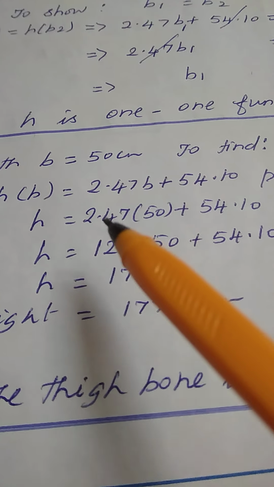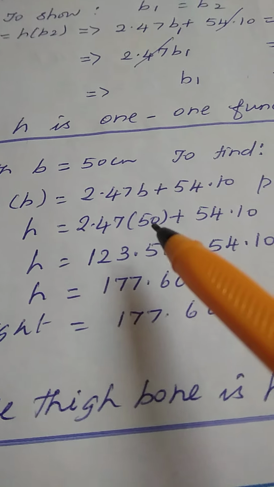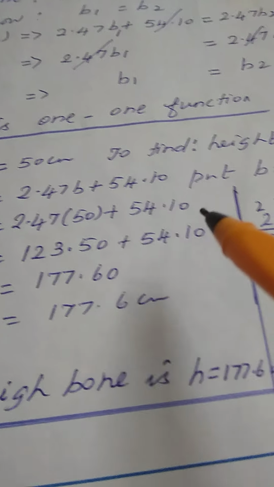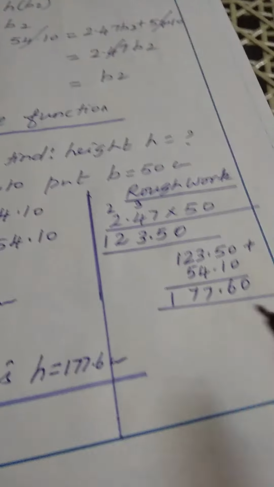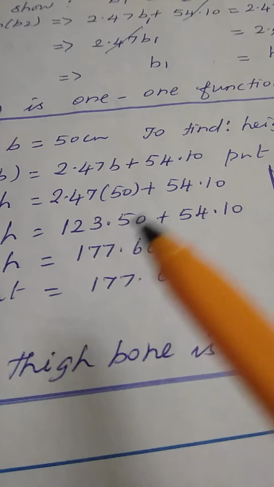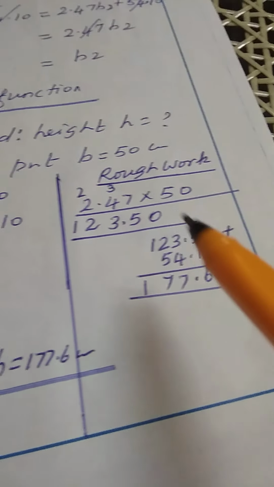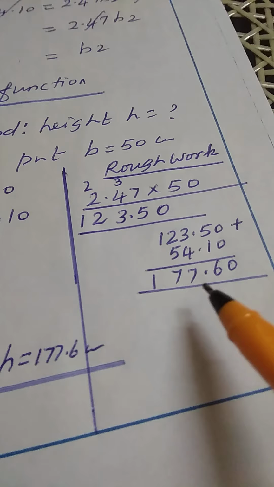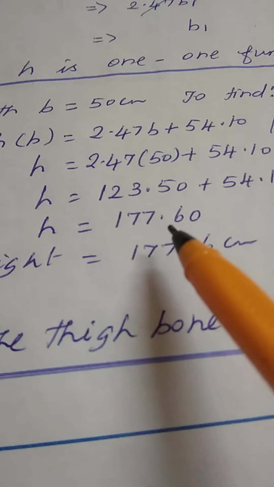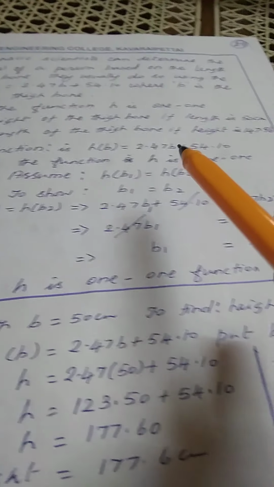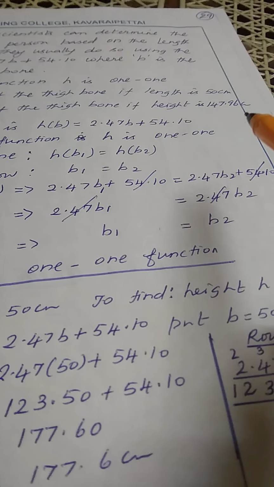So h is equal to 2.47, b is 50, so multiplication, plus 54.10. 2.47 into 50 is 123.50. So multiplication is this plus 54.10. So when you add these two numbers, 177.60 you are getting. Therefore h is height. Height of the thigh bone is 177.6 centimeter. Third question is find the length of the thigh bone if height is 147.96 centimeter.